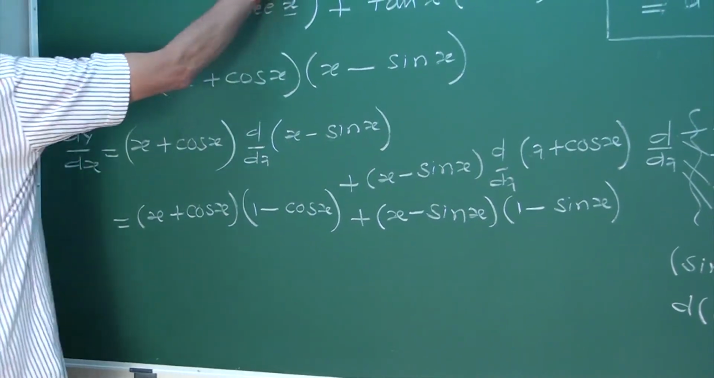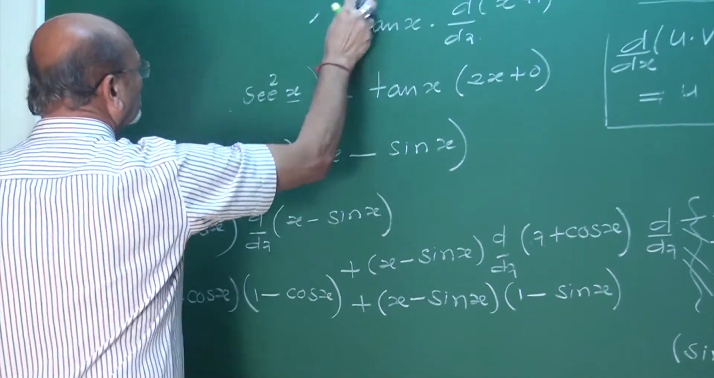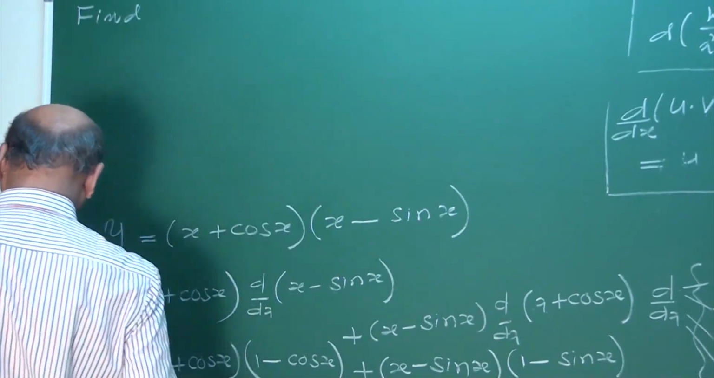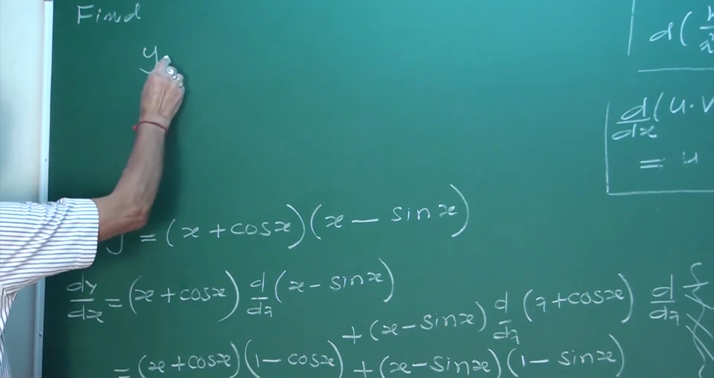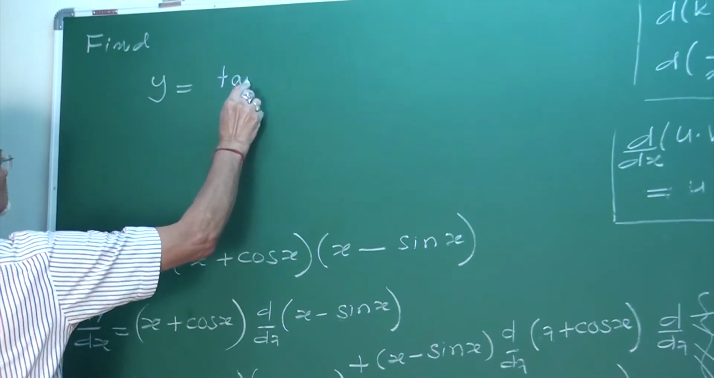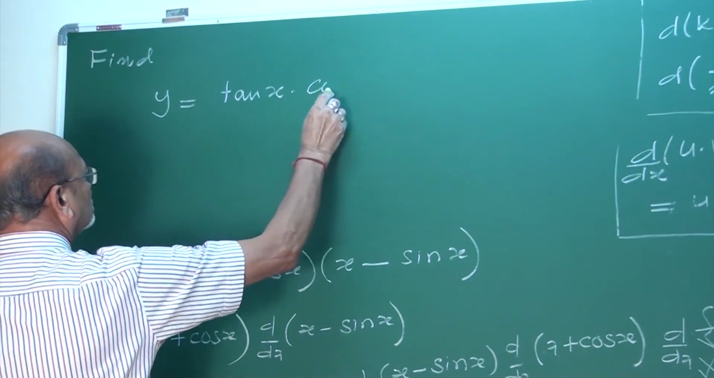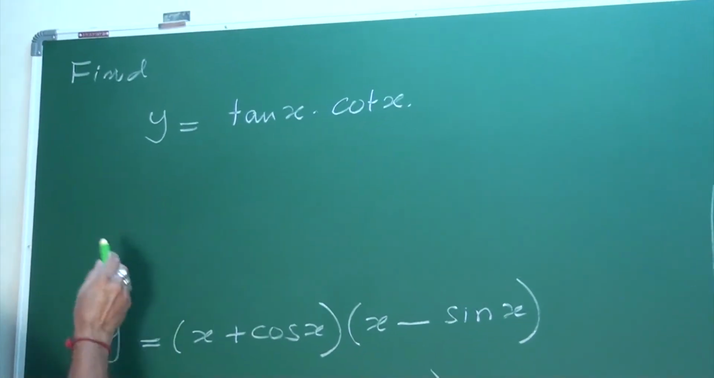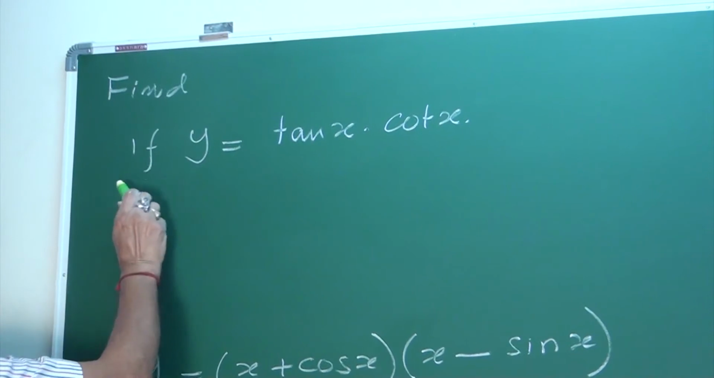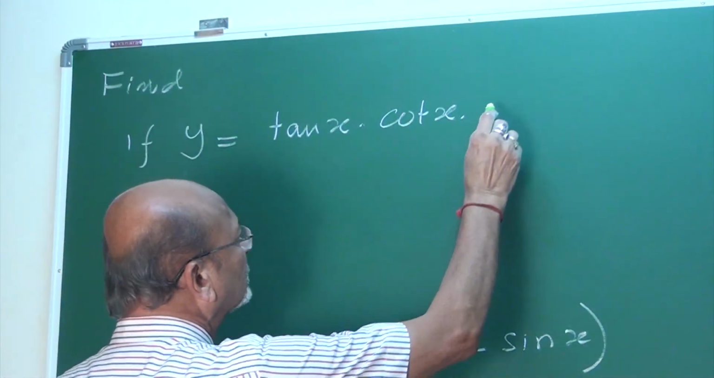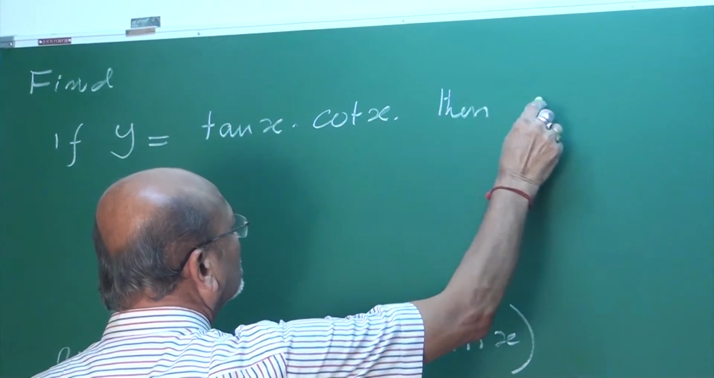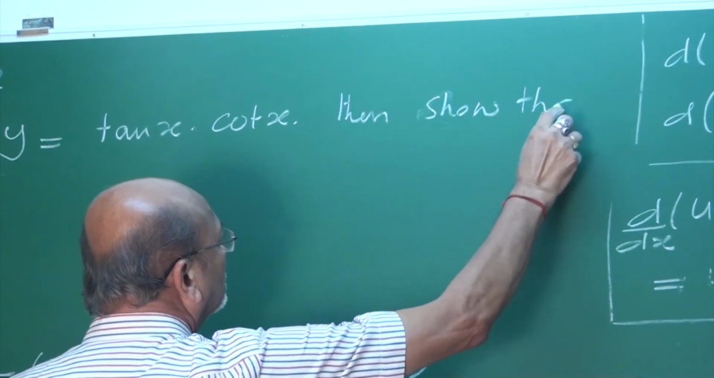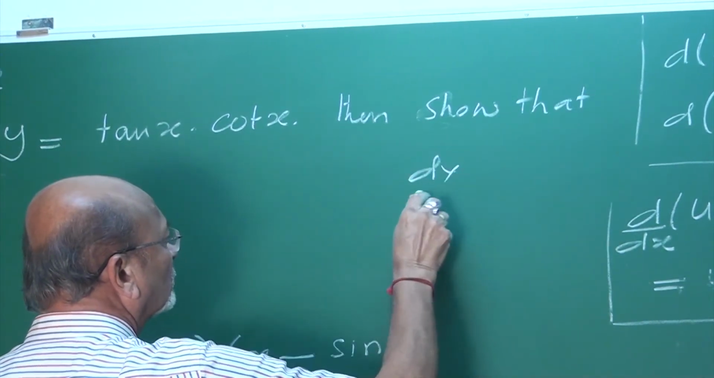Last, I do some 2 or 3 very simple examples, but they look big. y equals tan x into cot x. Even the friend will give: if y equals tan x into cot x, then show that dy by dx equals 0.